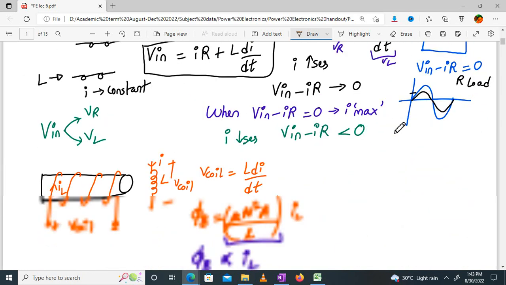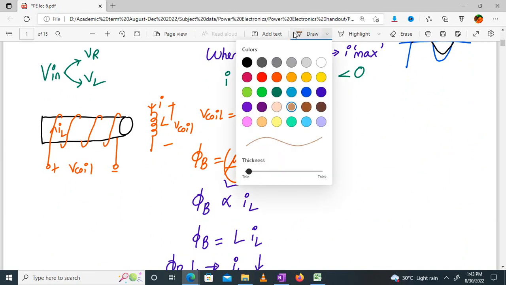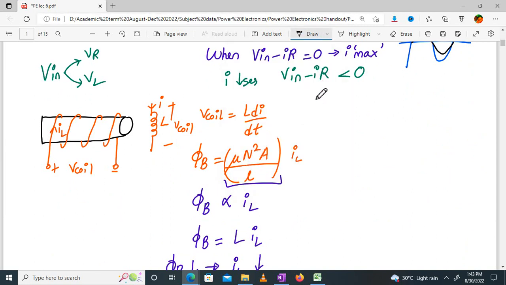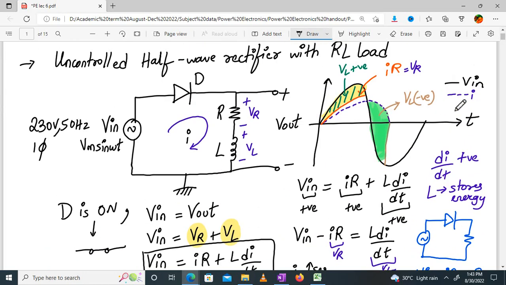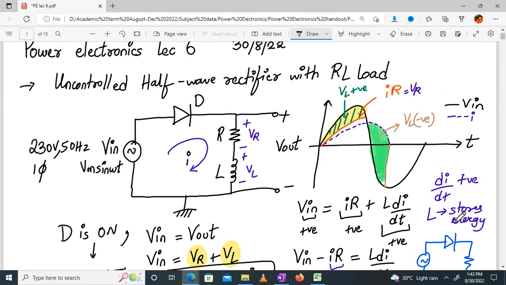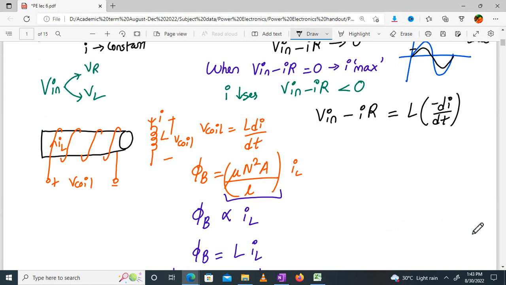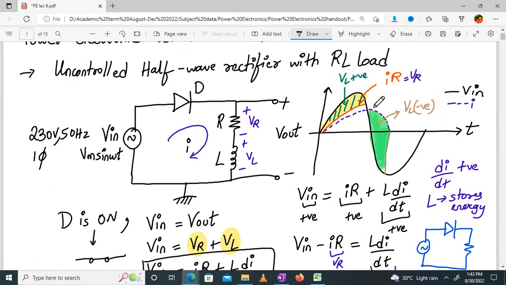So in this case, let me add over here. Now what will happen? V in minus IR will be equal to L into minus di by dt. What I've said earlier above, whenever di by dt is positive, L is storing energy, right? Correct? Now di by dt is negative. Why is di by dt negative? Because current is reducing now.